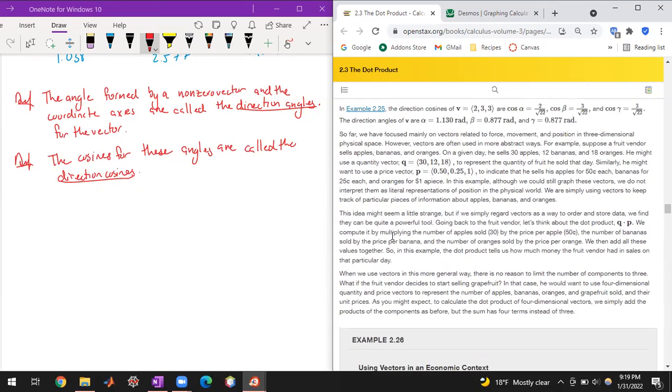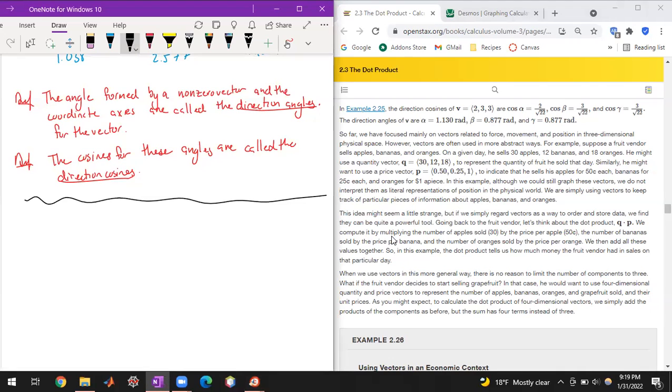So in this example, although we could still graph these vectors, we do not interpret them as literal representations of positions in the physical world. We're simply using vectors to keep track of particular pieces of information about apples, bananas, and oranges. So this idea might seem a little strange, but if we simply regard vectors as a way to order and store data, we find they can be a pretty powerful tool. So going back to the fruit vendor, let's think about the dot product of Q dot P. So we're kind of going in a different direction here. So this is sort of more of economic applications.